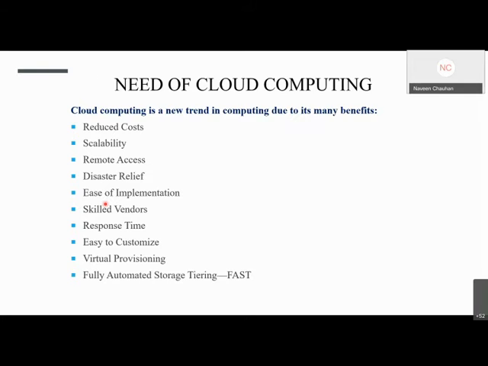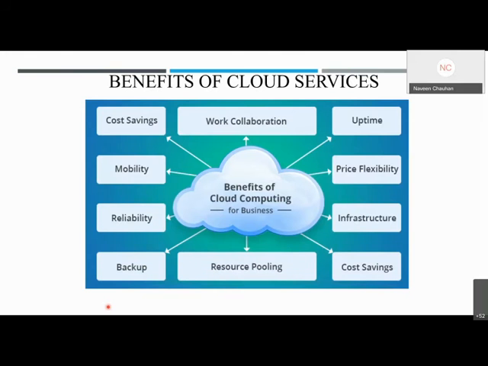Response time is low, it is easy to customize, virtual provisioning is there, and fully automated storage tiering is there. So what kind of services is this cloud providing us? These are all the advantages or benefits we are getting out of the cloud computing environment.